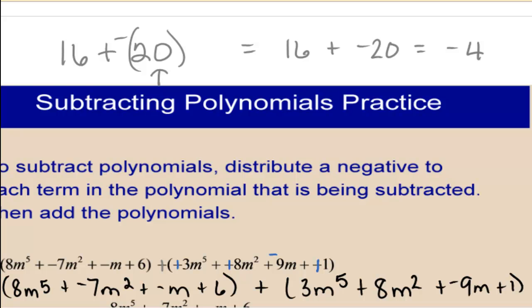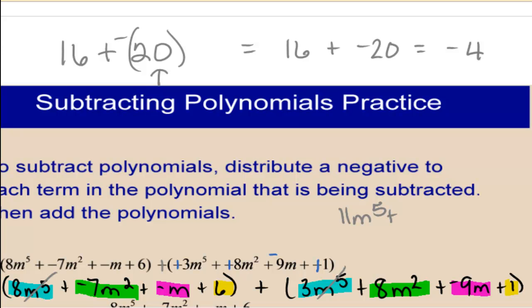Next, I'm going to highlight like terms. So I have 8m to the fifth plus 3m to the fifth, negative 7m squared, 8m squared, negative m, negative 9m, 6, and 1. So I'm going to go ahead and add these. 8 and 3 is 11m to the fifth, and I'm going to mark those out so I can remember that I've used them. Negative 7 plus 8 is positive 1, so that's m squared. I'm going to mark those out. Negative m plus negative 9m is negative 10m. Again, I'll mark those out. 6 plus 1 is 7.